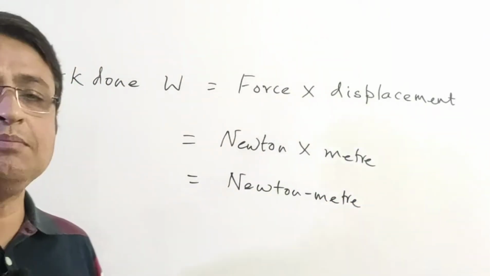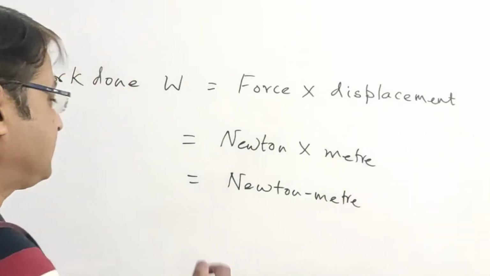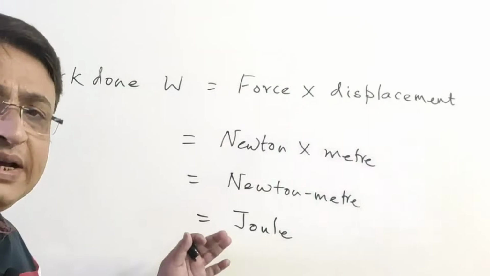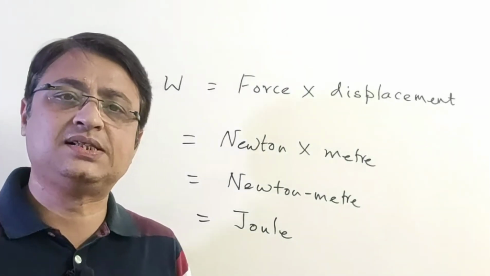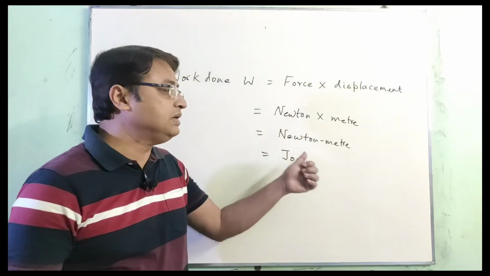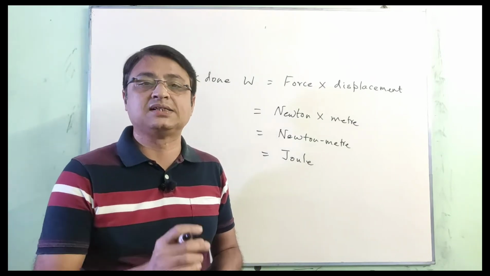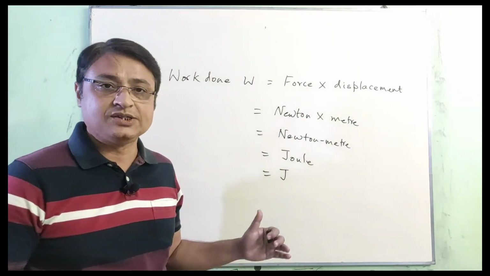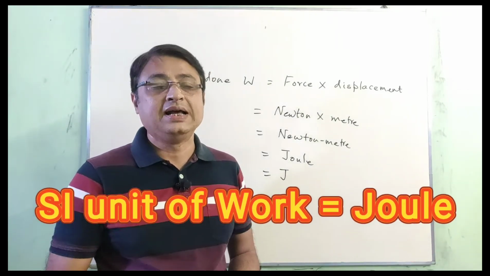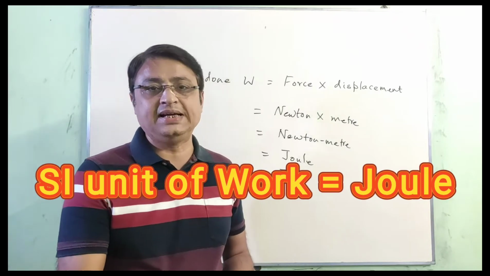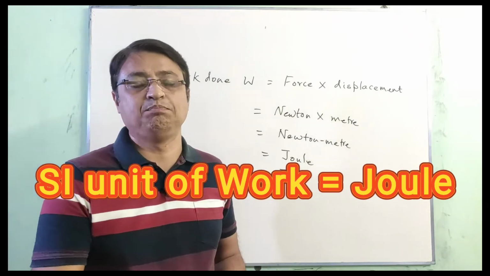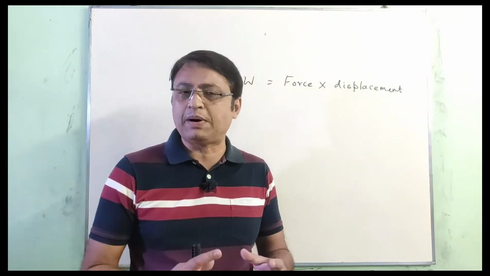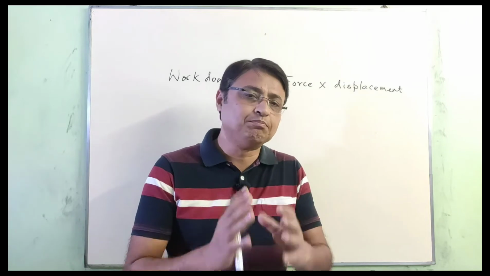Okay, now Newton meter is usually expressed by capital J, that is Joule. In honor of the British physicist James Prescott Joule, Newton meter is usually expressed as Joule and written as capital J. So the unit of work done in SI units is either Newton meter or simply Joule.